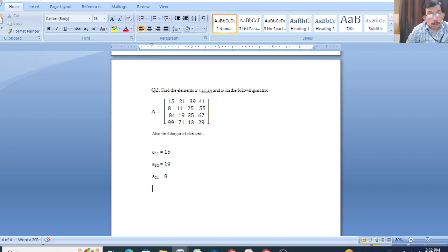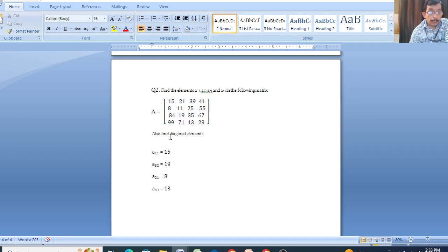Now the last element, A43. A43 means fourth row, third column. The value is 13. Okay, students, these are the elements we found in the matrix A.